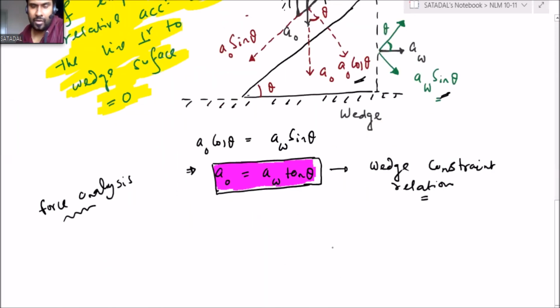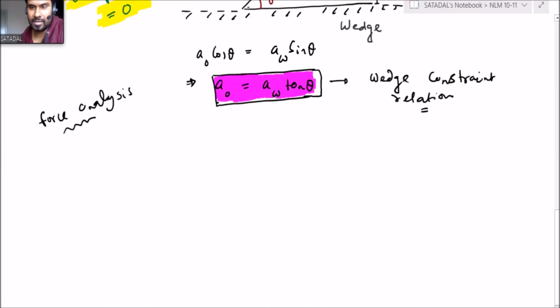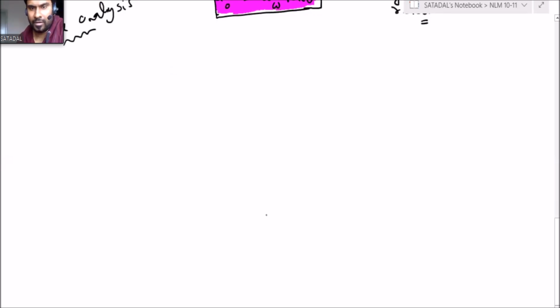Fine. So now we are going for the force analysis. So please be careful while we are doing the force analysis. Again, I'm redrawing the diagram. So this is the wedge.